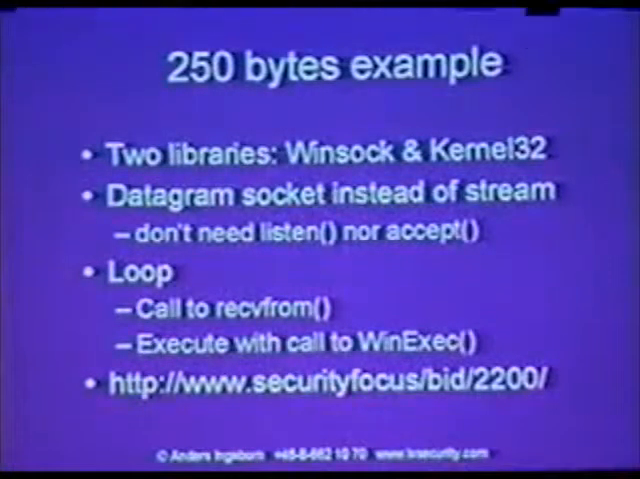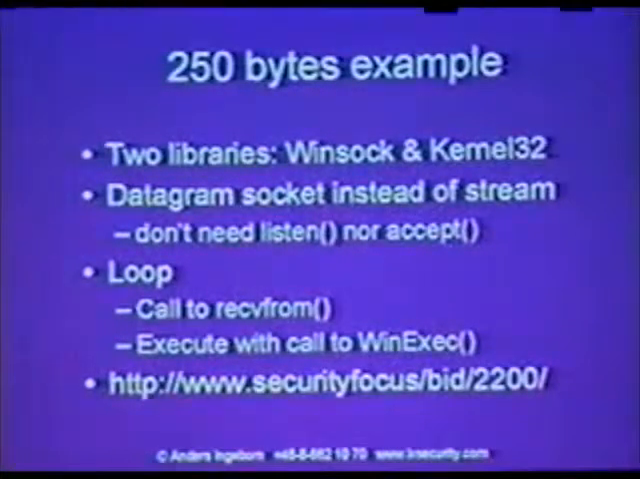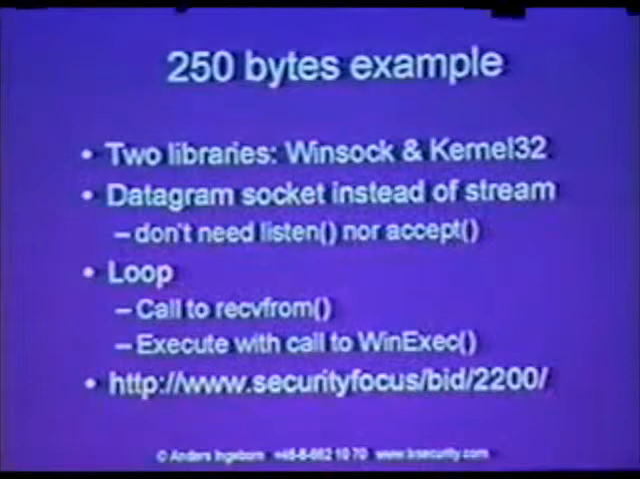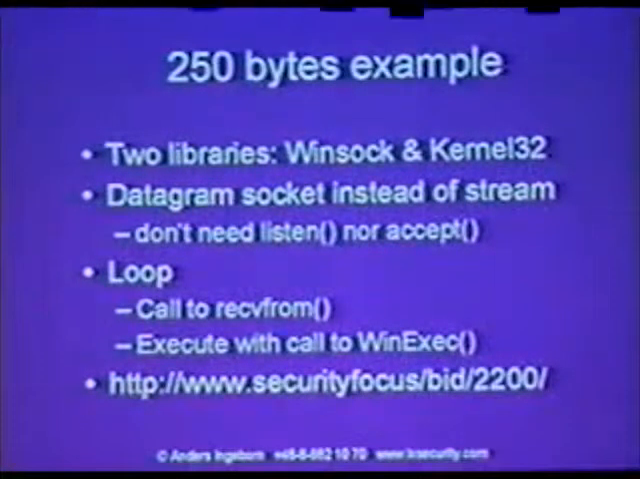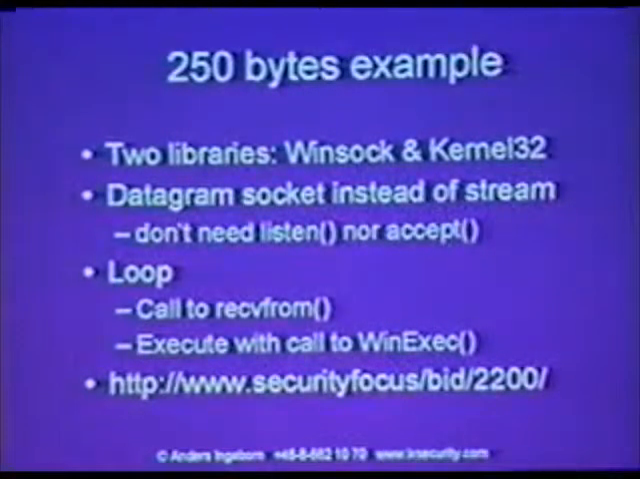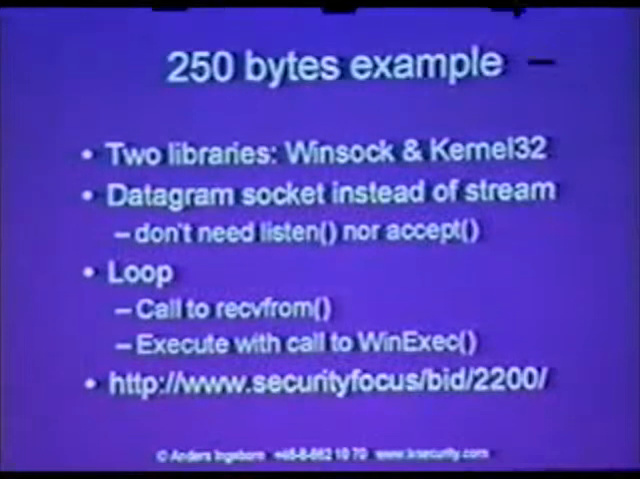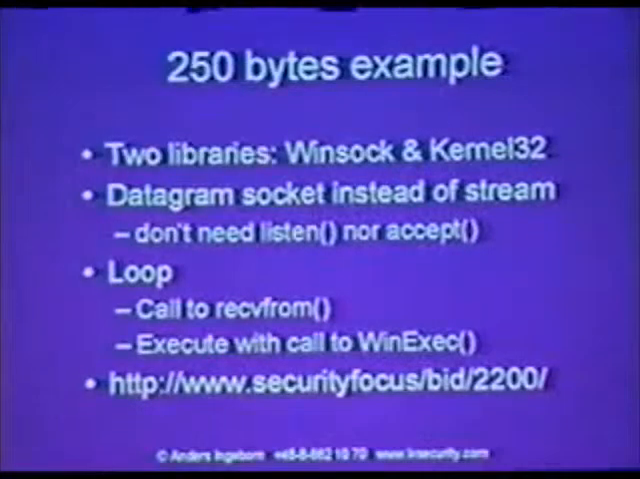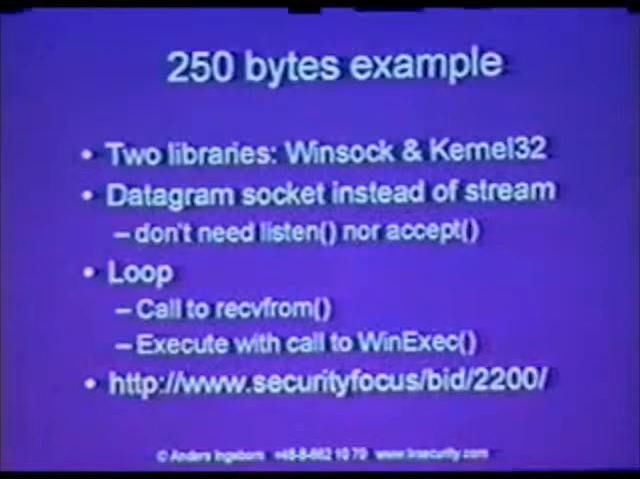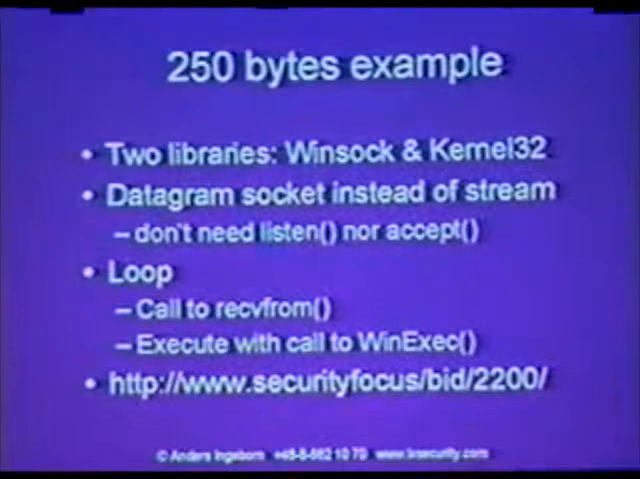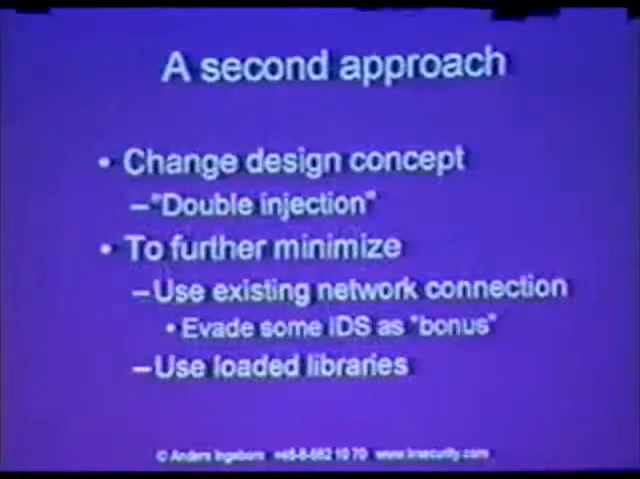Last time we did it, we came up with an example that was just above 250 bytes. We used two libraries, Windows sockets and kernel32. We used a datagram socket instead of a stream socket because with UDP you don't need to do any listen or accept calls, and you save a few bytes. And then we went into a loop, doing receive and executing with WinExec from kernel32. If you want to have a look at this one, you can download it from Security Focus. It's about half a year old.